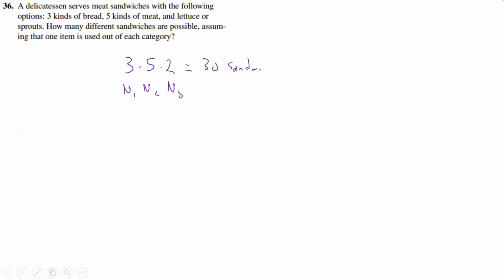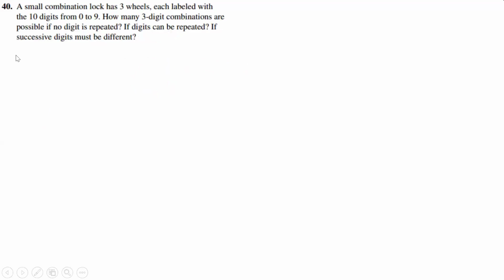Now let's do a different kind where we have a small combination lock that has 3 wheels, each labeled with the 10 digits from 0 to 9. Notice it's 0 to 9 and there's 10 numbers.